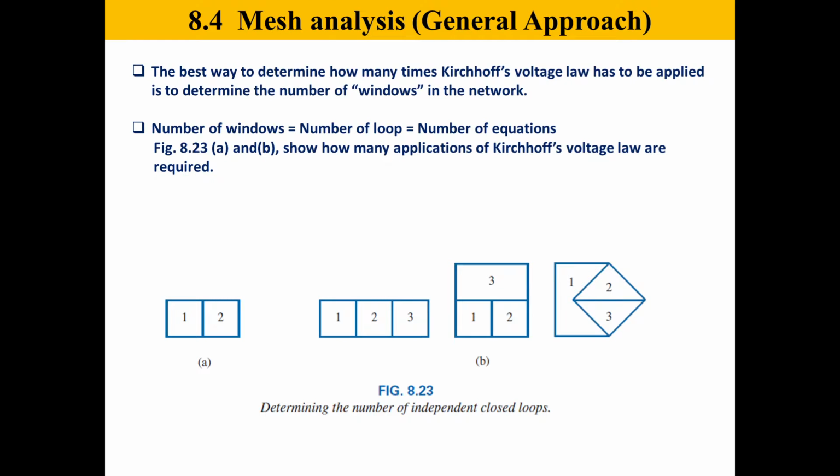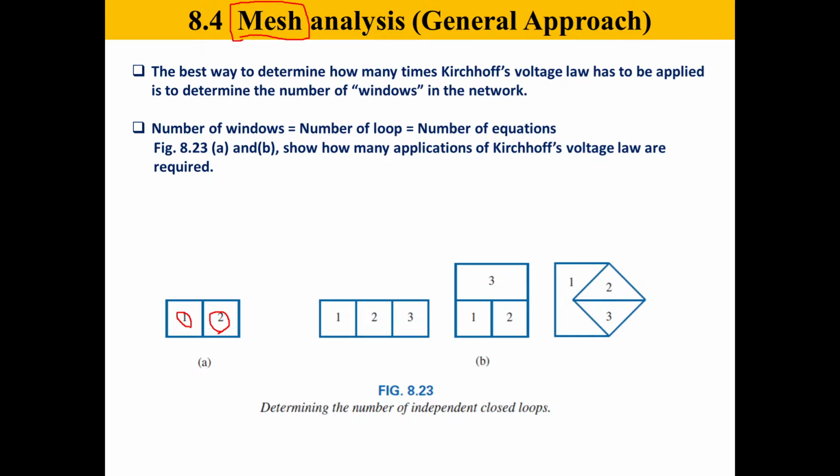So we will start with mesh analysis, the general approach. First thing that you have to do in mesh analysis is to understand what we mean by mesh. What is a mesh? A mesh is a window. Suppose you have a circuit in this pattern, there are two windows, so we have two meshes. Mesh means a closed path or a window. So if you have a structure like this, you will find that there are two meshes or independent closed loops.